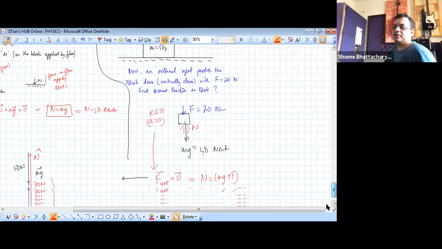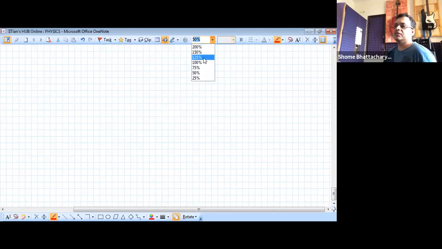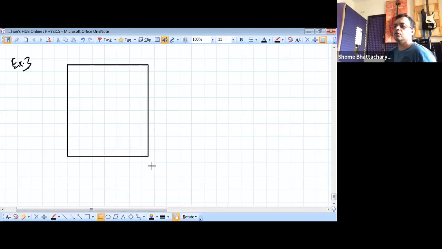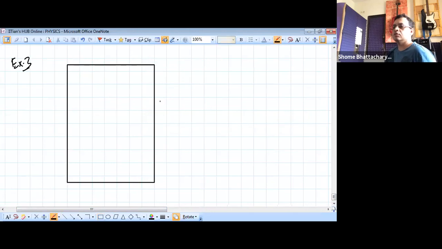Okay. Now let's see another interesting situation. The self-adjusting nature of normal reaction. Now suppose this whole experiment that we're doing of the block kept against a floor, this is inside an elevator. And the block is kept on the floor of the elevator. So this block is again 5 kg. And the elevator is going upwards. Sorry, it's just going upwards, not necessarily accelerated. So we'll discuss all the cases.